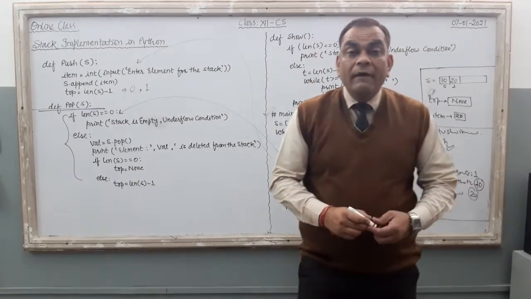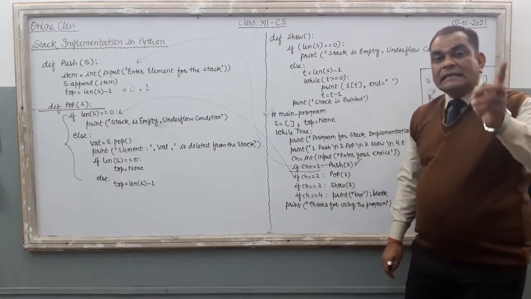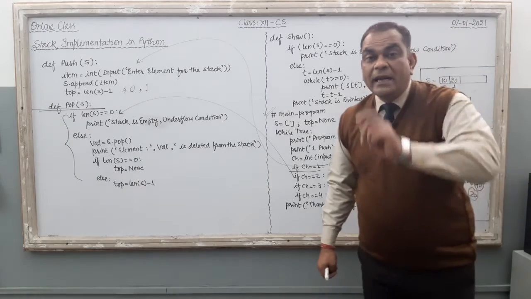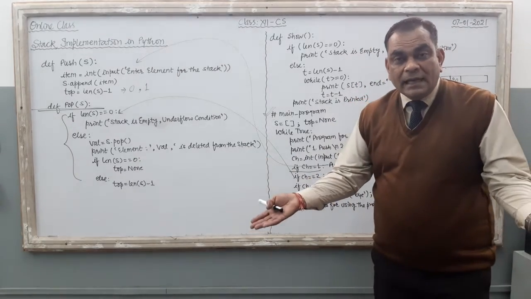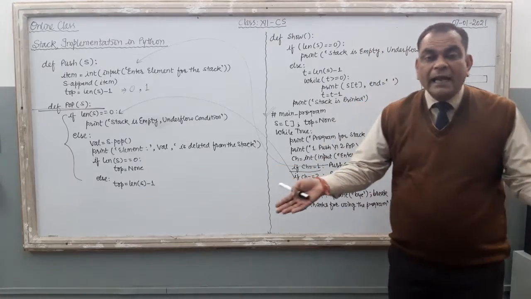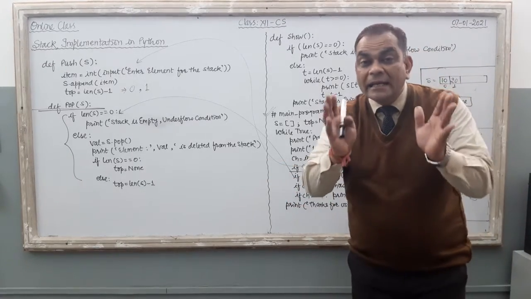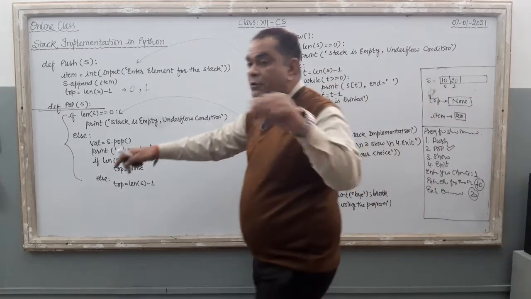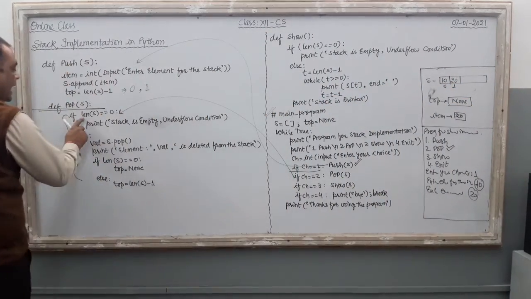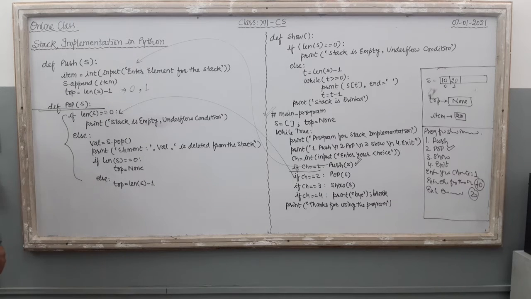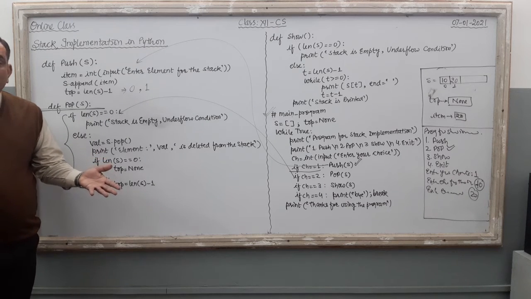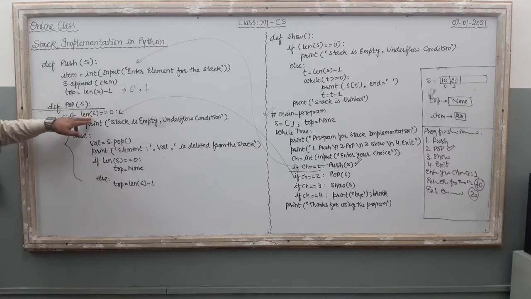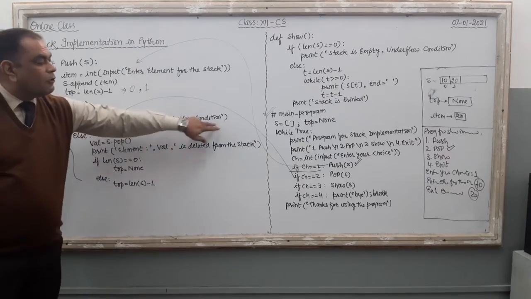Very first, you have to check whether the stack is empty or not. If the stack is empty, it means no element is there in the stack. It means you cannot remove any element from the stack. It means it is the underflow condition. So, how can you check that? Just say if len s equal to 0. When the length of s is 0, no element is there. If the length is 0, it means the stack is empty. Just show the message, stack is empty, underflow condition.